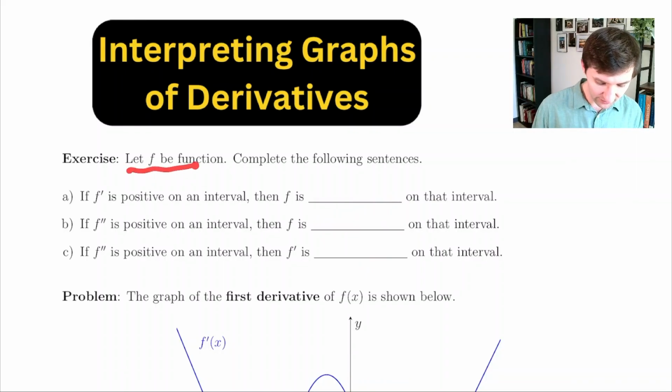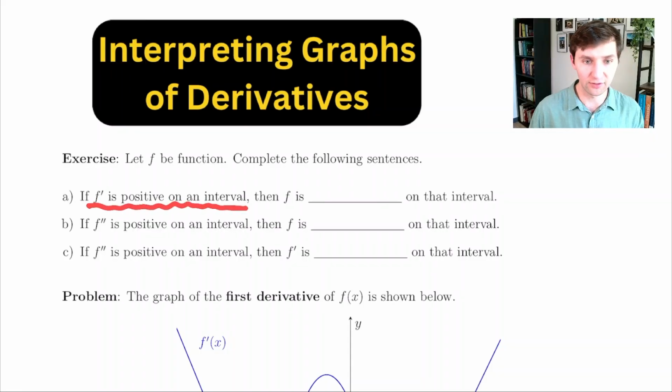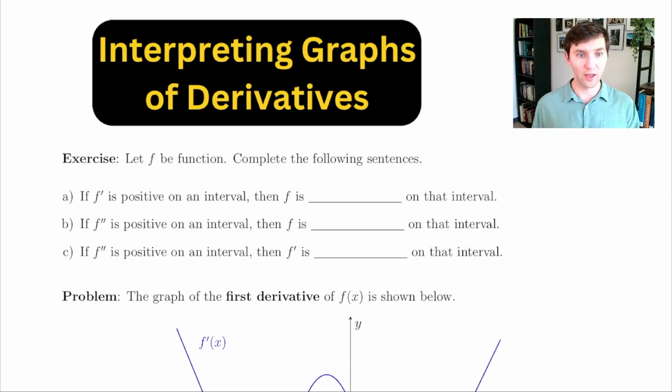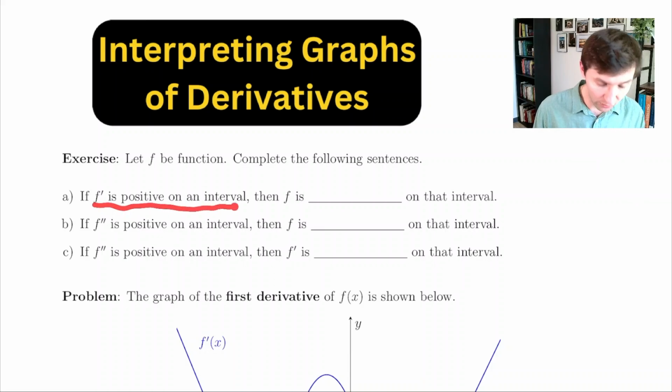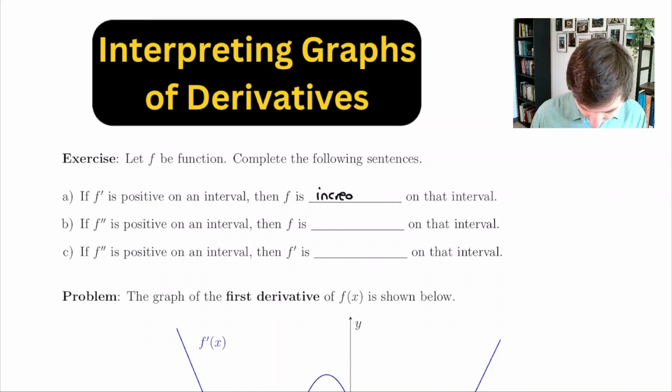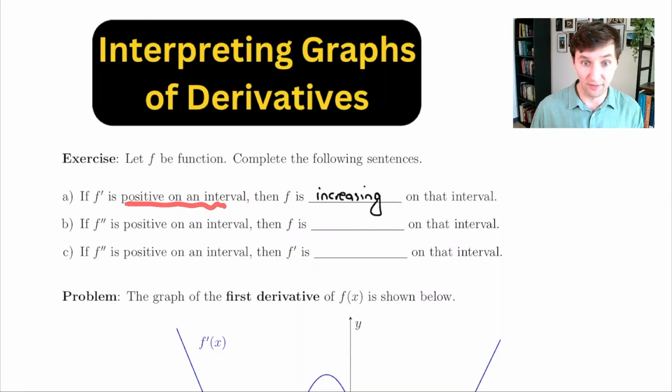We are given a function f, and we are told that the derivative is positive on an interval. Remember, a derivative of a function tells you how the original function changes. If the derivative is positive on an interval, then the function is increasing on that interval. And if the derivative is negative on an interval, then the function is decreasing on that interval.